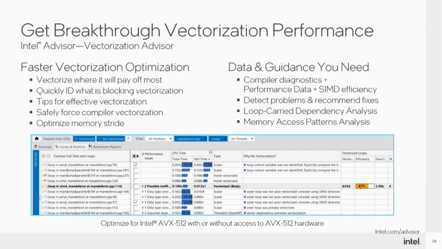What performance issues are we seeing? How much CPU time are you spending? Is this particular loop scalar? Is it vectorized? Is it an outer loop that can't be vectorized? Again, why no vectorization? And then as you scale across these cells here, how has it been vectorized? How efficient is the vectorization? In this case here, we have AVX2, but it's 67% efficient. So again, there are a lot of details here that I'm not showing.